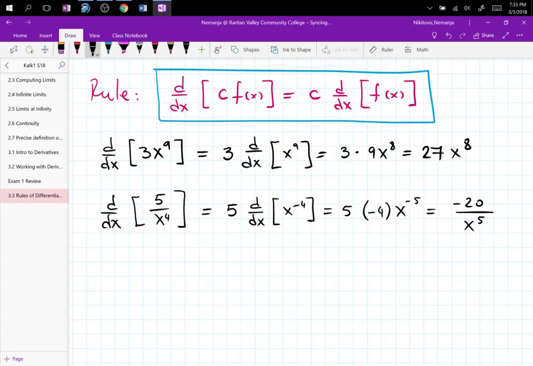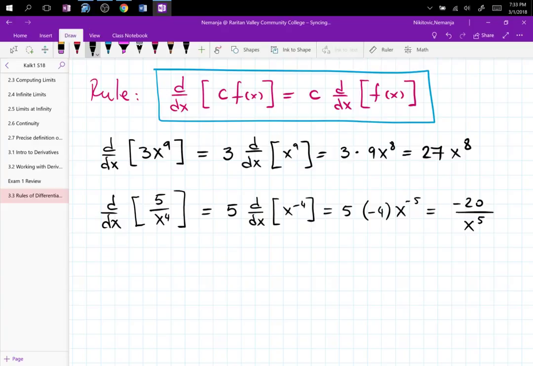We are going to learn something called the quotient rule, and if you use the quotient rule on this problem, you are going to spend a lot more time and energy to get the same answer at the end. So this is the fastest way to deal with these types of problems.